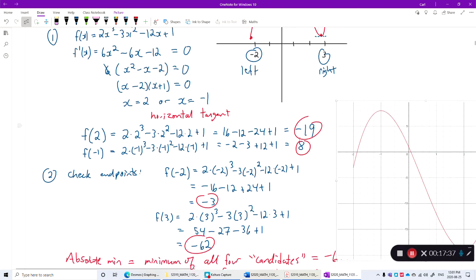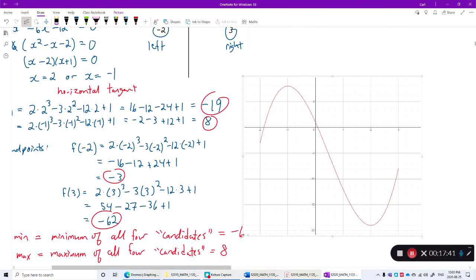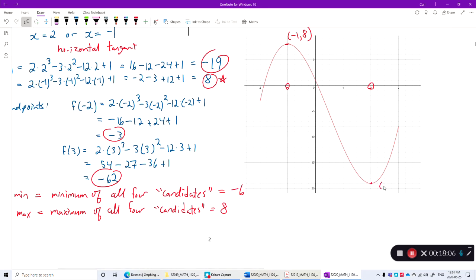Okay, so I can see that we got just about everything correct here. So at 2 and minus 1, we have horizontal tangents, right? So those were the points here, minus 1 comma 8. That was this guy, and then 2 comma negative 19 was this other flat tangent.